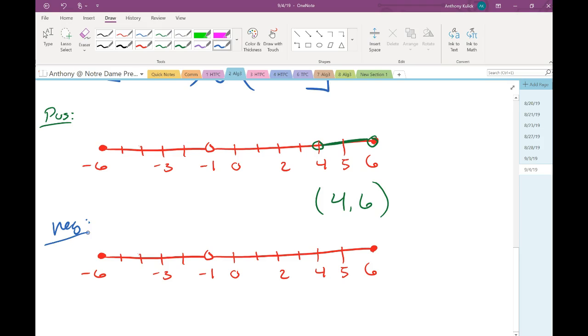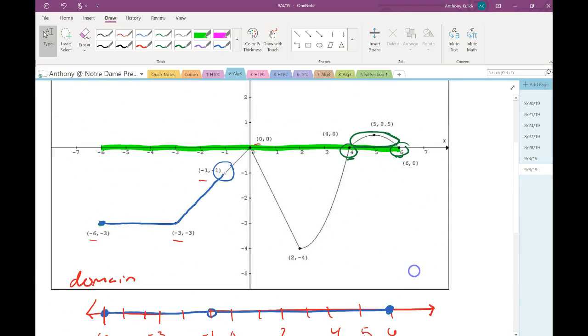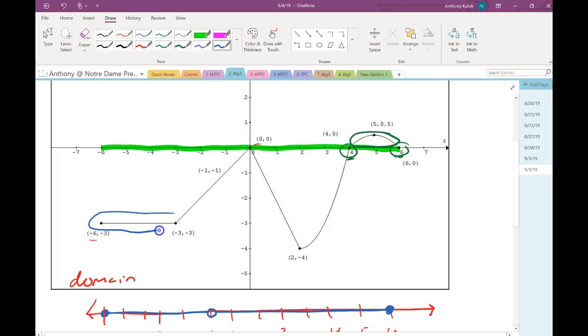Let's do negative next. Sound good to you guys? So I'm going to go to my graph, and I'm going to identify the negative parts. So I have a negative part here. Notice that I'm stopping at the break in my graph. See the negative hole at -1 there?